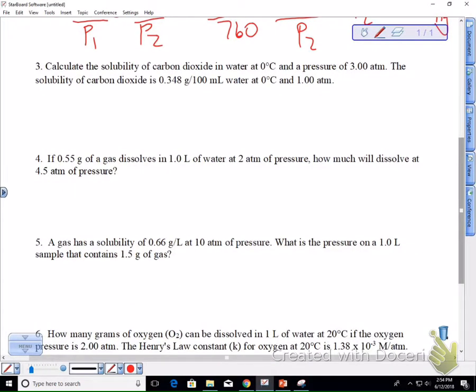Let's do one more of those together. You can hit pause and try number 3, and then I'll work it for you. Calculate the solubility of carbon dioxide in water at 0 Celsius and a pressure of 3 atmospheres. The solubility of carbon dioxide is 0.348 at 0 Celsius and 1 atmosphere.